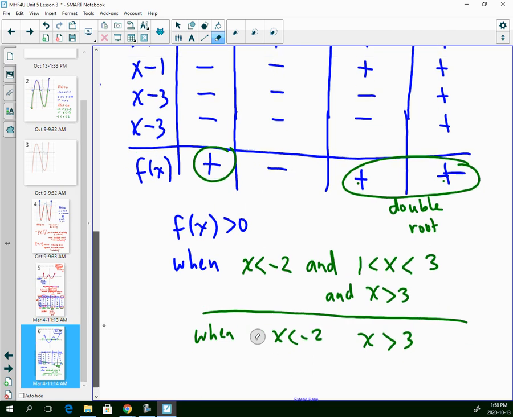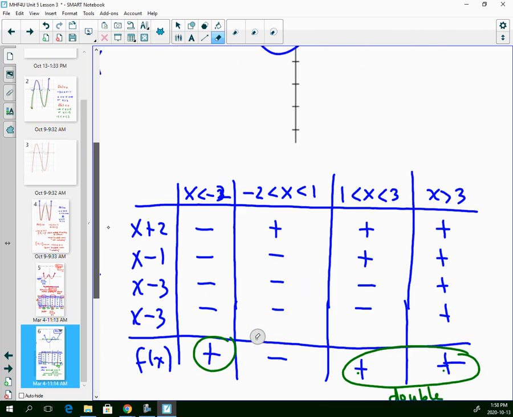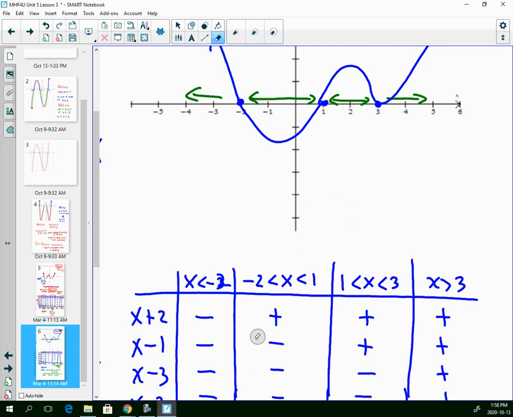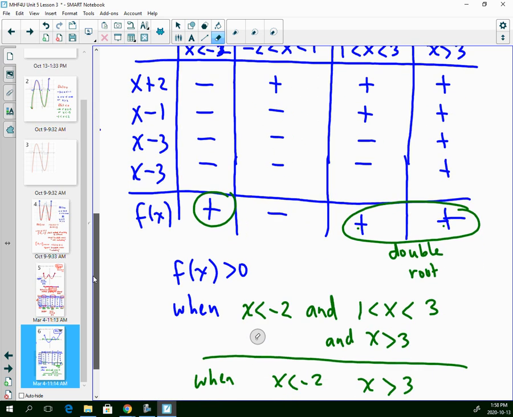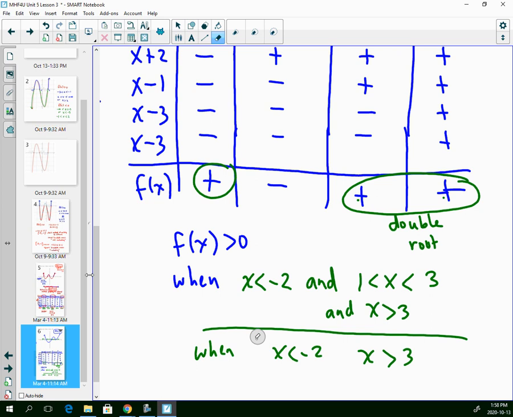All right. So let me see if there's any questions. Dylan, yes, if it's a double root, like I said in the table, you can write it twice, so you can square it. When you square, it's always going to be positive because you're squaring, right? So it doesn't really matter what it is.